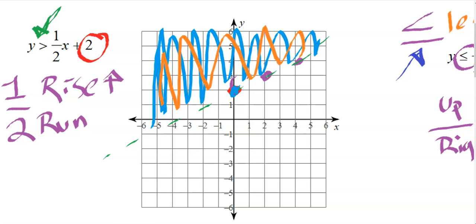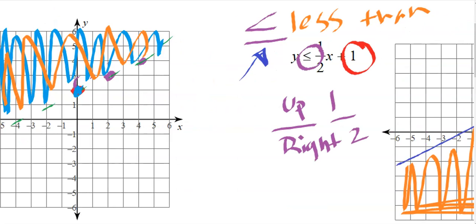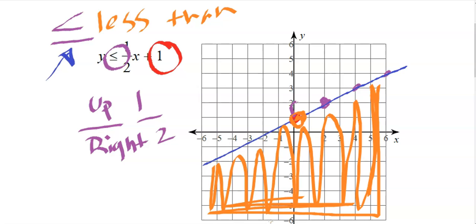So the inequality tells me where I'm going to shade, and it tells me if I'm going to have a dashed line. If it does not have an equal to, it's a dashed line. If it has an equal to, like this one did, it's going to be a solid line.